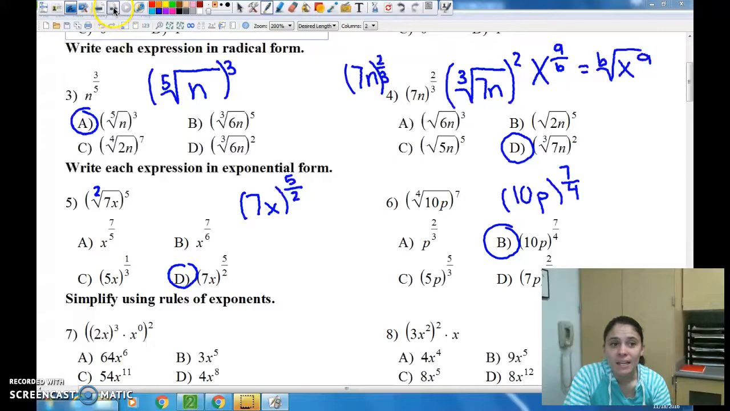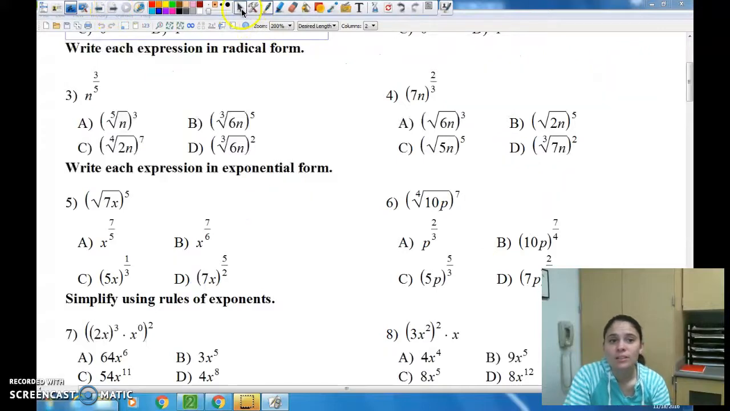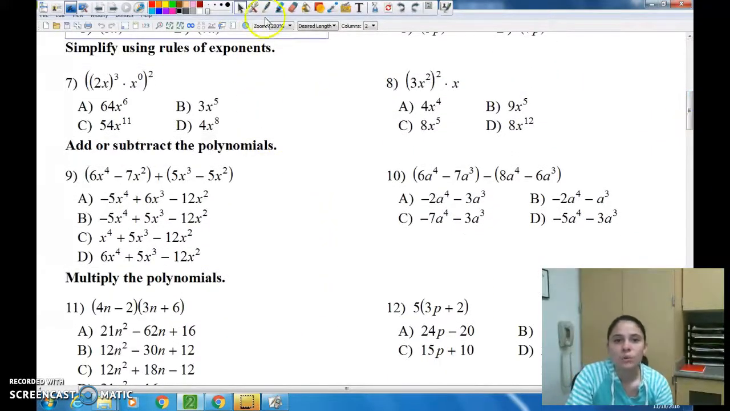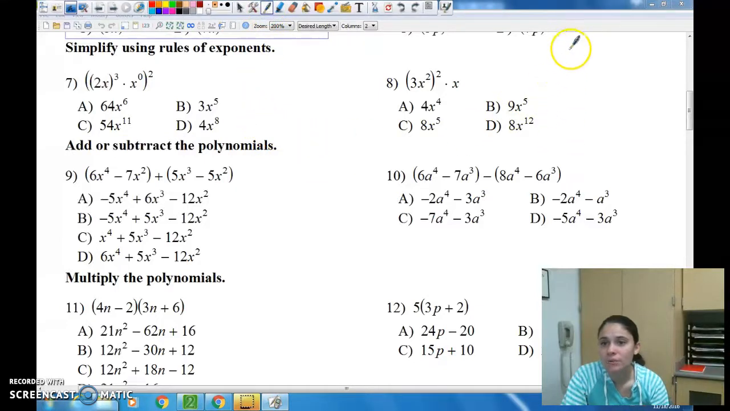Numbers 7 and 8 deal with exponent rules, and this is also Unit 1. So far, everything we've done has been from Unit 1. And we probably need a quick refresher on what all the exponent rules are. So I'll go ahead and do that over here. So we have x to the a times x to the b.